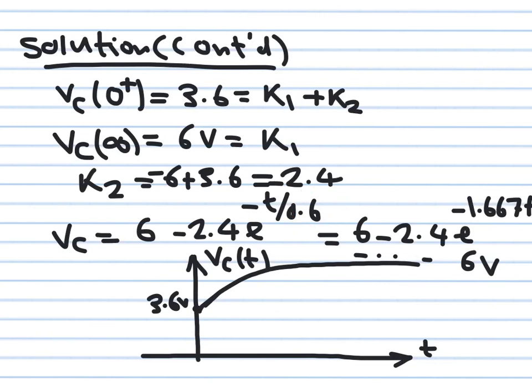So after 1 tau, it goes up to 0.6 of the difference between here and here. So this really determines how fast your capacitor is charging or discharging. It's charging here in this case.